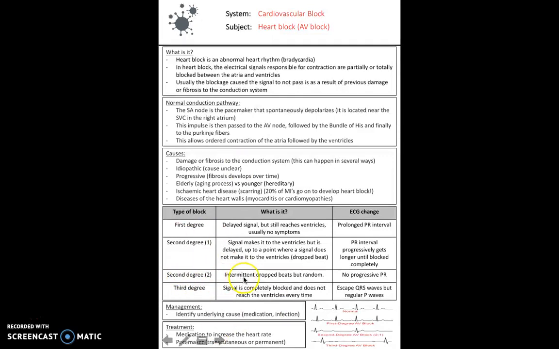Part 2 of the second degree is where there's intermittent dropped beats, but this is random, so there's no progressive PR, it's just random points that you get this dropped beat.